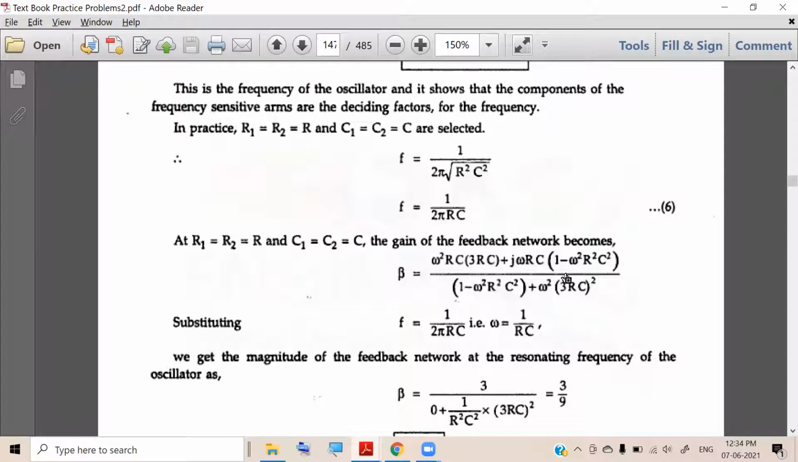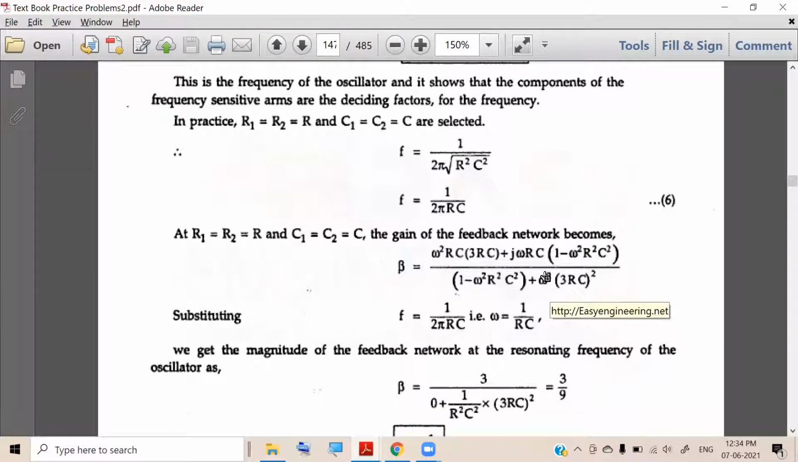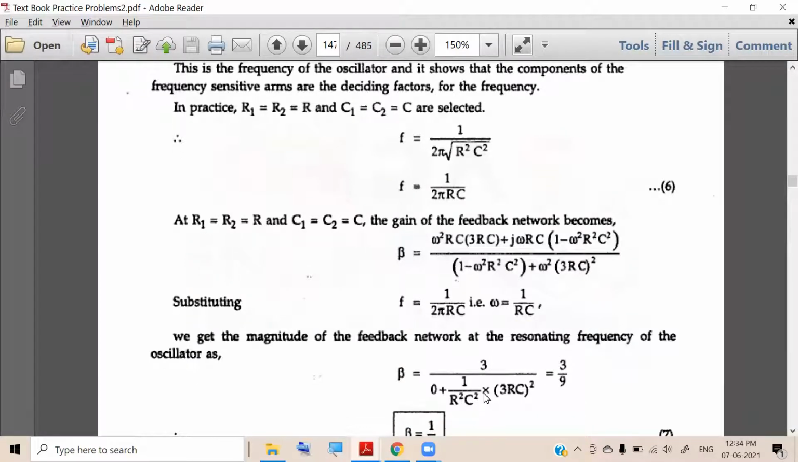Okay. And now, let us substitute omega is 1 by RC. So what we will have here? 1 by RC, square. So that will be 1 by R square C square and 3 RC whole square as it is. So we are substituting omega is equal to 1 by RC. Now here, taking the square inside, 3 square, which is 3 into 3, is simply 9.